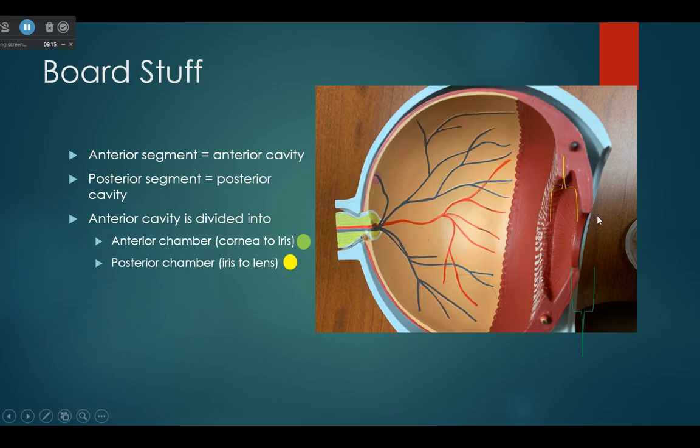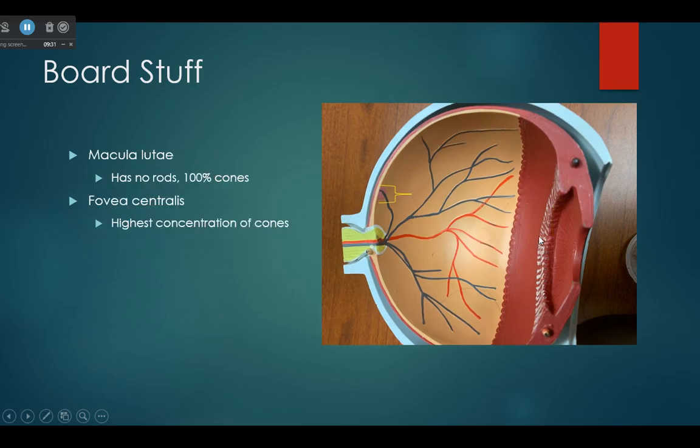And as I mentioned, the anterior cavity is divided into two. The anterior chamber is from the cornea to the iris, and the posterior chamber is from the iris to the lens. So you can kind of think of the chambers kind of like rooms in a house. So chambers within a cavity.